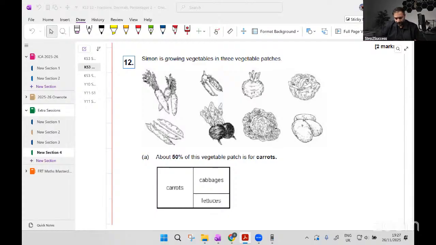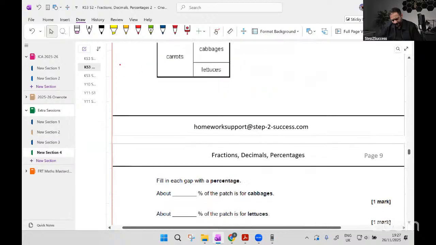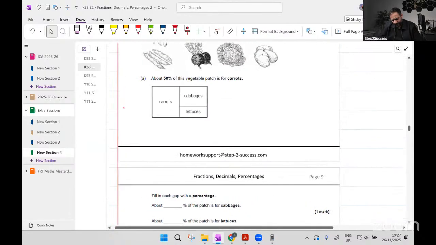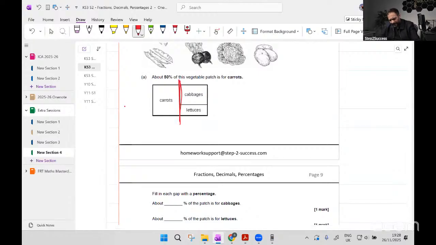Right, yes, I will, and I'll do 12B, but I need to do 12A first. Hang on. So I remember this question didn't make much sense. Simon is growing vegetables in three vegetable patches. About 50% of this vegetable patch is for carrots. About how much is for cabbages, about how much is for lettuces. Well, it's a weird guessing question, because that must represent 50%, but cabbages is slightly bigger.